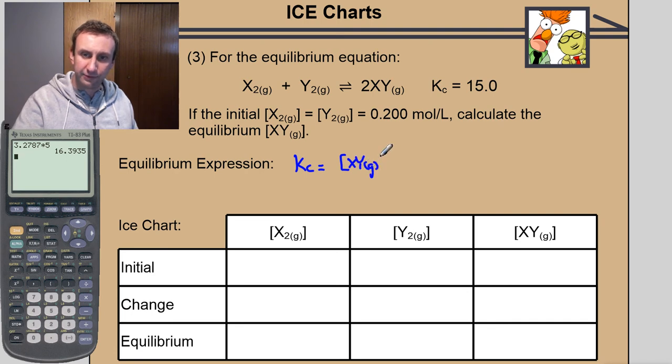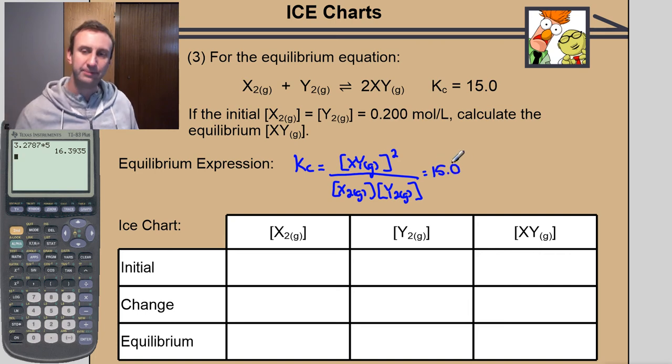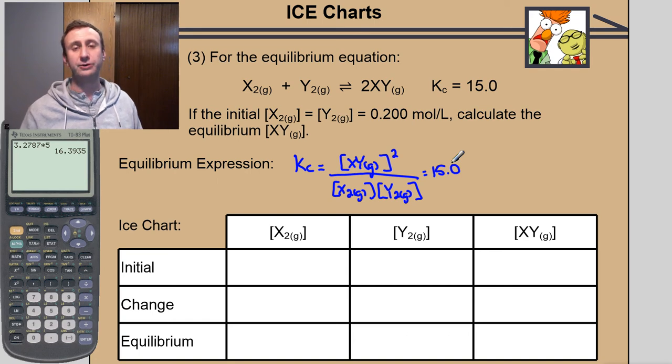XY gas to the power of 2 divided by X squared. No, not squared, X2 and Y2 on the bottom of that equilibrium expression. And I know that Kc is equal to 15.0. That's given to me. I also have the initial concentrations for X2 and Y2, which is great. And I'm going to try to figure out the equilibrium XY. This is going to be an intense algebra question. We're going to have to make a new page to work through all of the math.